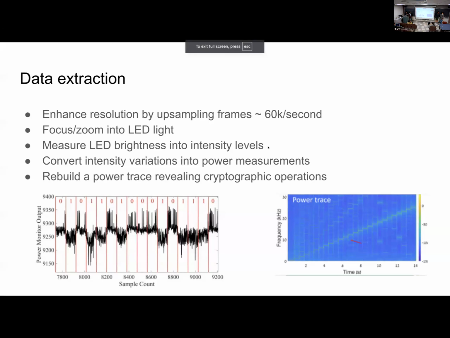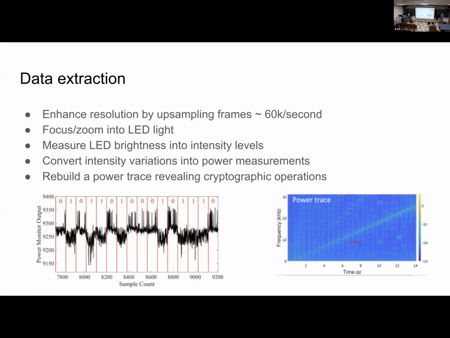Okay, so the authors' process for data extraction. Normally the camera's FPS is a lot lower than the frequency at which an LED can flicker. So to get accurate responses, you need to upsample each frame, and each frame can give you around 60,000 samples per second. And the process they have, like John said earlier, is that they zoom all the way in to the LED light where there's no background noise, because we only want to capture the brightness. The shape of the LED doesn't matter at all. You only want the brightness levels, so you can extract that into power intensity levels. So they measure the LED brightness and extract that into light intensity levels.